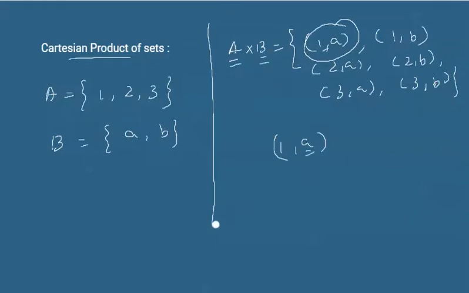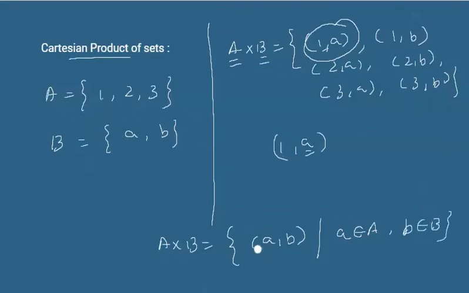So in other words, we can define A cross B as A cross B is equal to the set of those ordered pairs (a, b) such that a belongs to A and b belongs to B. Or A cross B is defined as the set of ordered pairs (a, b) such that small a belongs to capital A and small b belongs to capital B. So in A cross B, each element will be an ordered pair. So this is the Cartesian product of sets.